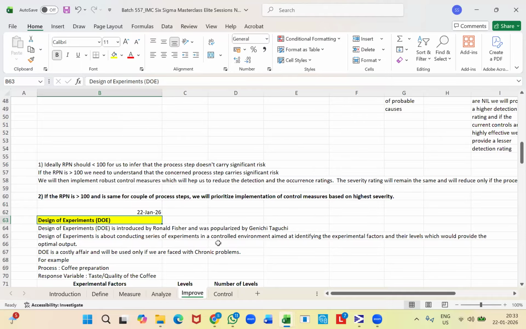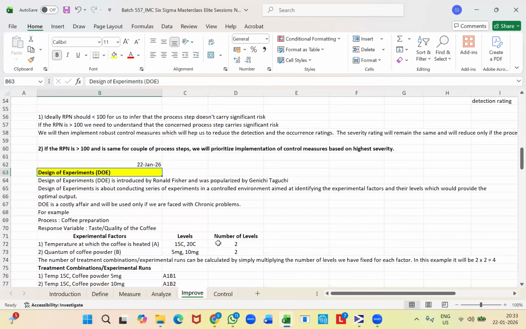So let us take an example. Since we are quite obsessed with coffee preparation, in fact I'm quite obsessed with it because this is something I've been giving as an example right from day one, let us take the same example on the final day as well. So the process is coffee preparation, and let us assume that the response variable is the taste or quality of the coffee. Let us not worry about how this is going to be measured. Let us assume the taste or quality of coffee will be measured in terms of some numerical value.